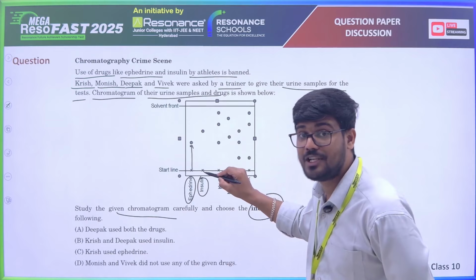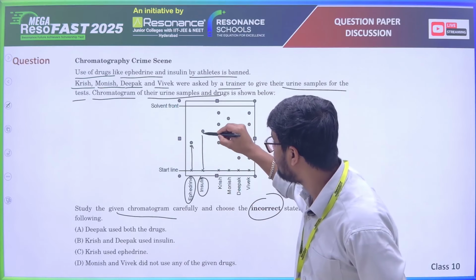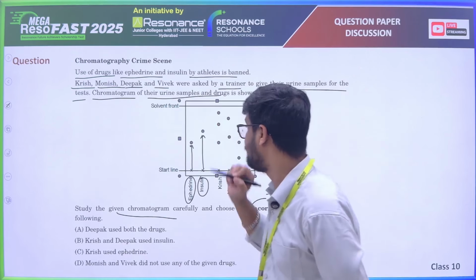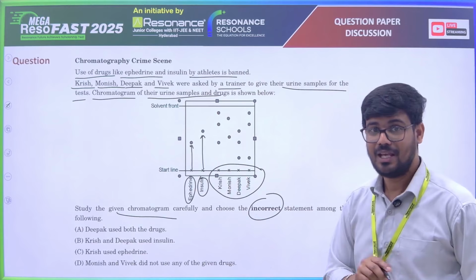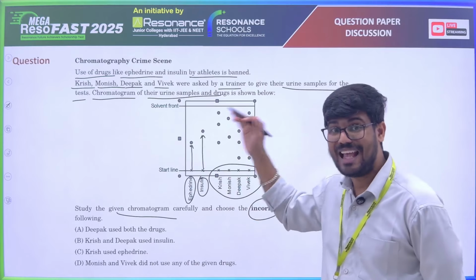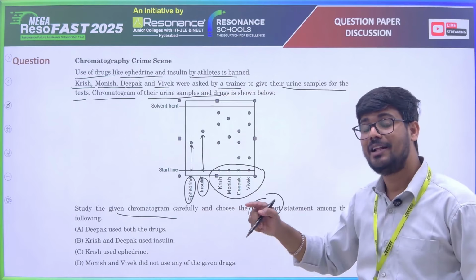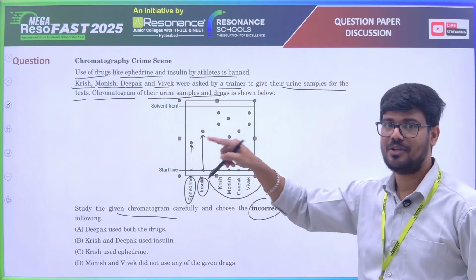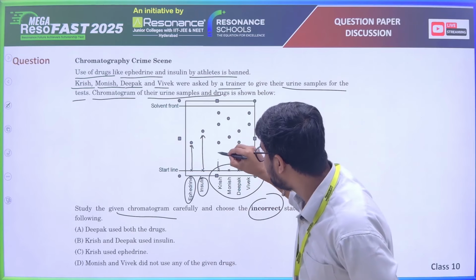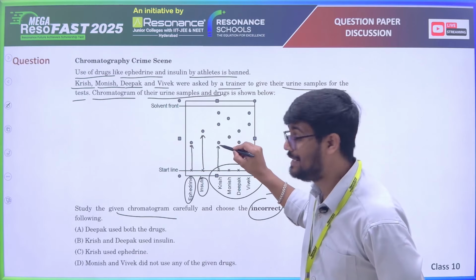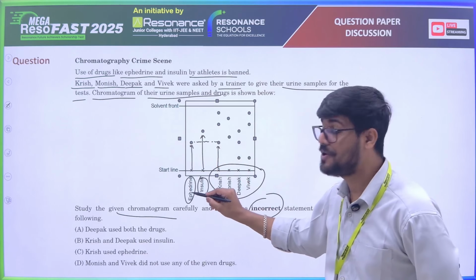Insulin, here you are putting the pure insulin sample, and after the experiment it goes to that position. Now here we have all those athletes' names. If any athlete's spot is matching with these two spots, that means they consumed those drugs. That will be the conclusion. Now check Krish. For Krish, see this location, this is exactly at a similar level, right? So that means Krish is having ephedrine.